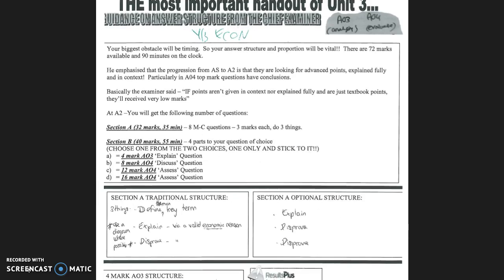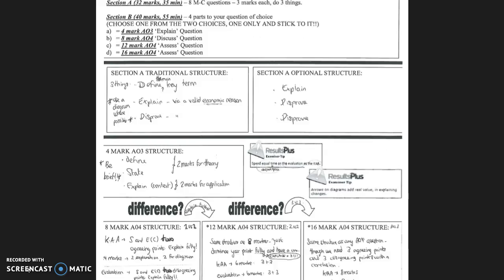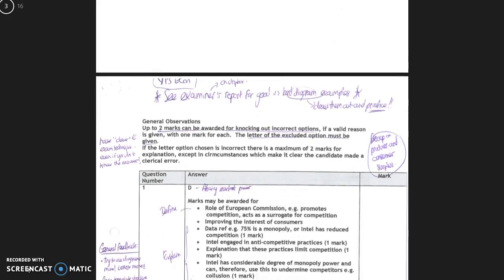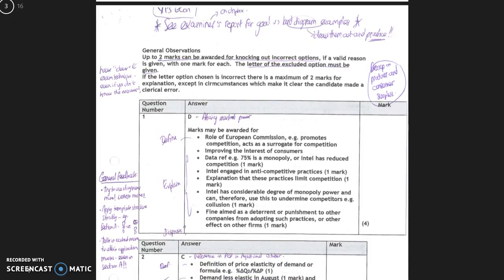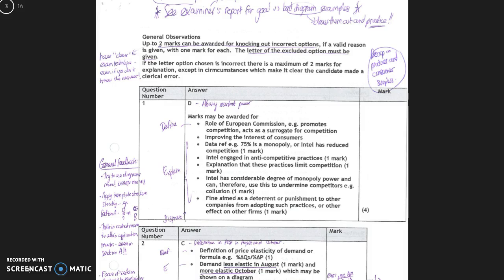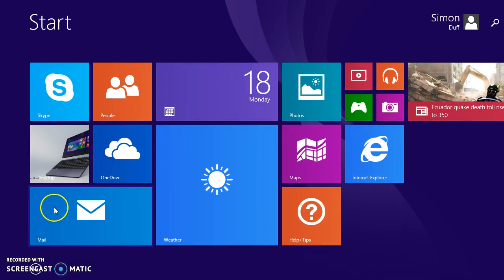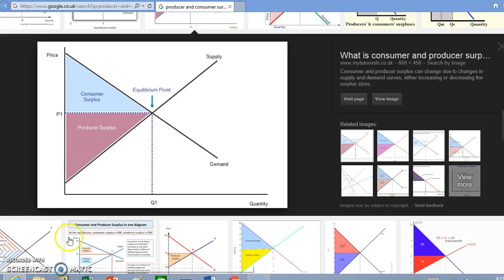So again, reflect on this annotated mark scheme that is on the Dropbox. I'll just talk us through the Dropbox. Some concepts that came up from your Unit 1 microeconomics were producer and consumer surplus. So if I just switch over here, again, just to remind you of how this looks graphically.